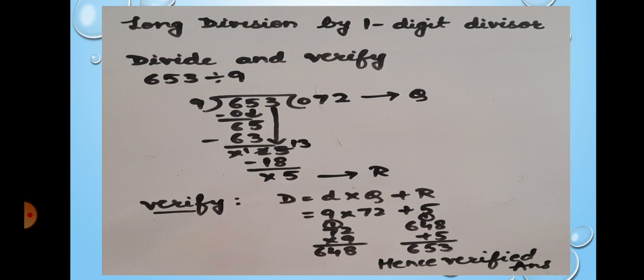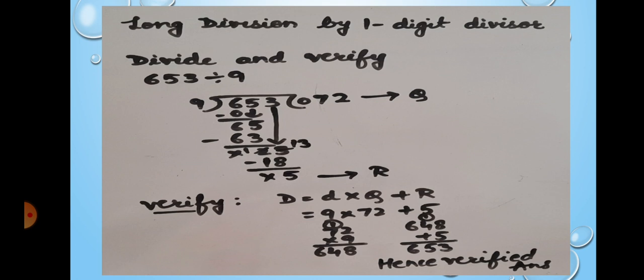Again 5 is placed along with the digit 6, and we get 65. Now we see in the table the number which is less than or equal to 65. 9 sevens are 63, so we place 7 in the quotient and 63 below the 65. After that we subtract: 5 minus 3 is 2 and 6 minus 6 is 0. So we got 2 here.